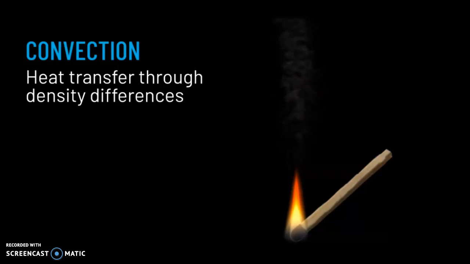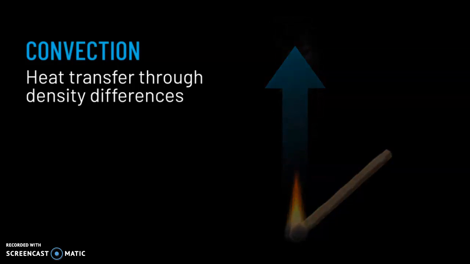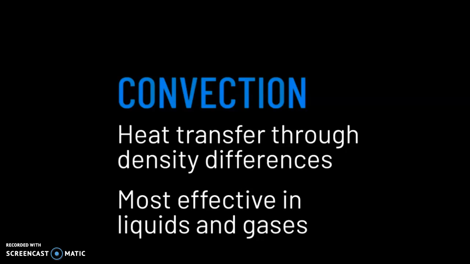That is purely because of the process of convection. You see, what's happening is the flame is causing the air to expand. And when it expands, it becomes less dense than the surrounding air and therefore floats upwards. And with it goes some of that heat energy. That's what convection is all about. And this is going to occur most effectively within liquids and gases.